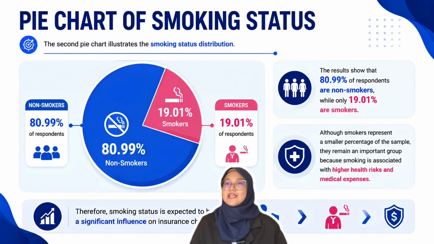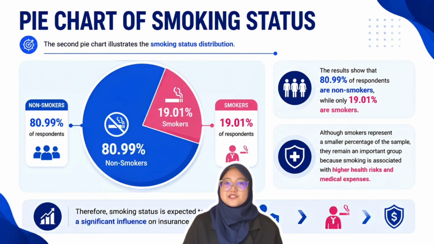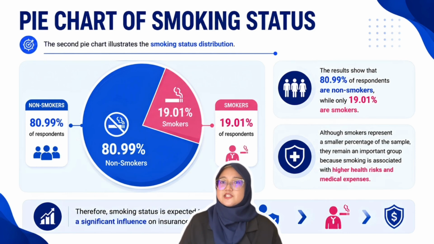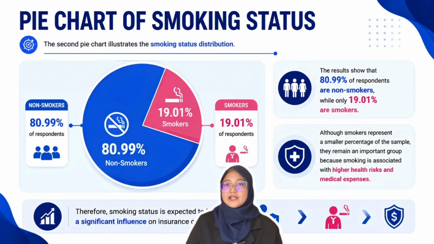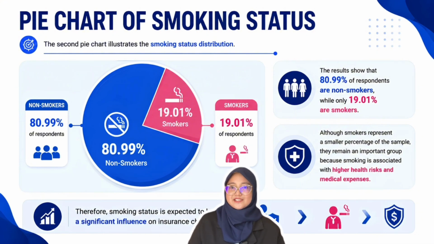The second pie chart illustrates the smoking status distribution. The results show that 81% of respondents are non-smokers, while only 19.09% are smokers. Although smokers represent a smaller percentage of the sample, they remain an important group because smoking is associated with higher health risks and medical expenses. Therefore, smoking status is expected to have a significant influence on insurance charges.